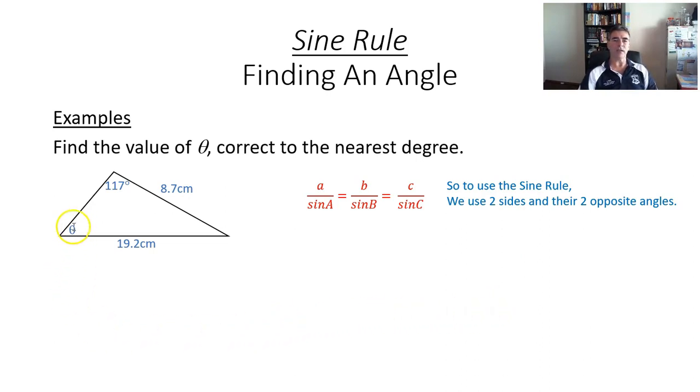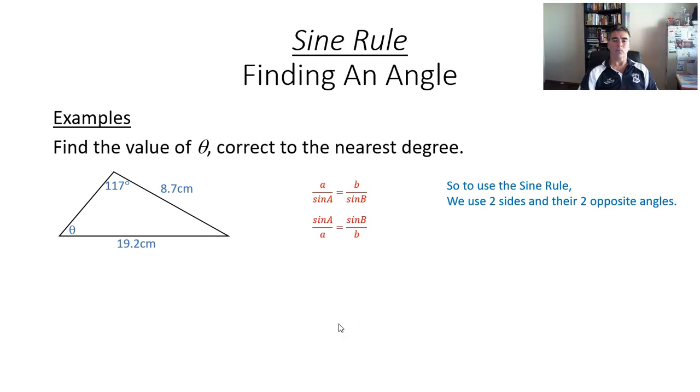Find the value of theta. Here we want to find this angle to the nearest degree. So I've got theta there. Remember, I only need two parts of the rule. I don't need all three parts, because we're only using two sides and their two opposite angles.